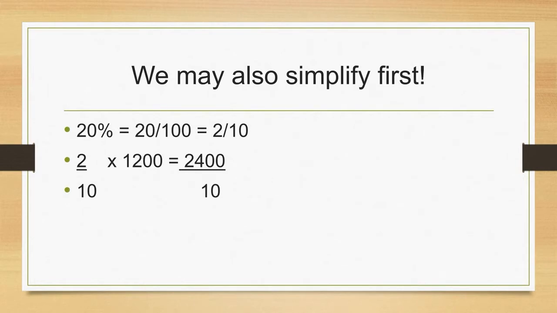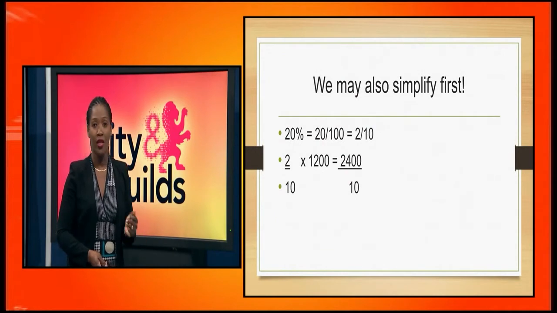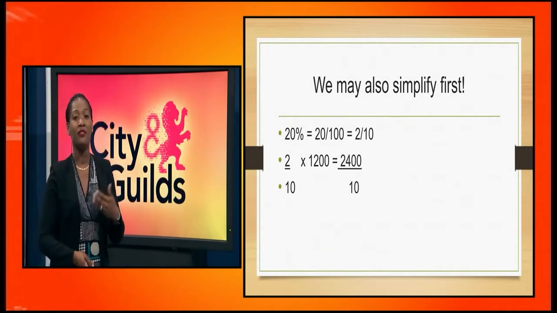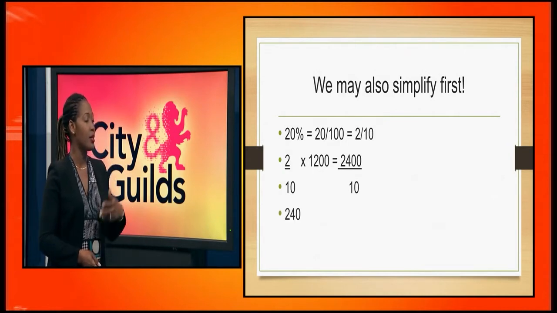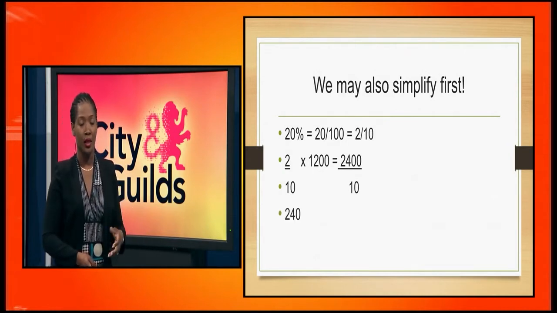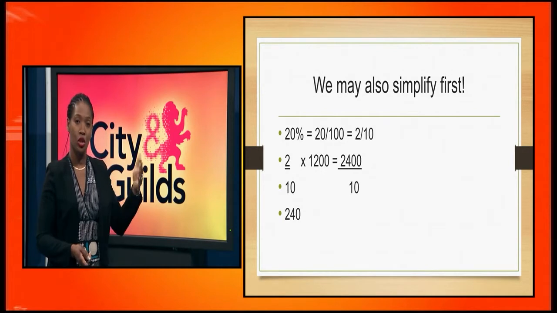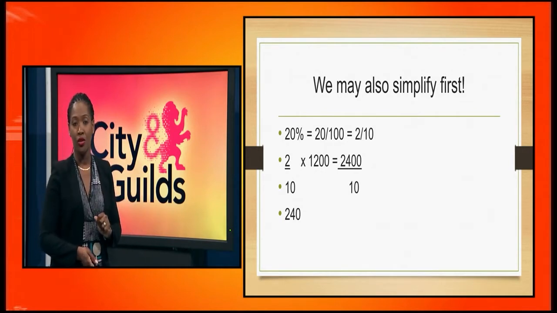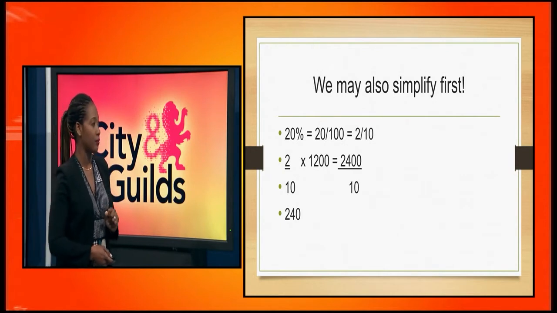So we have 2 tenths multiplied by 1,200. In this instance, I multiplied straight across. So 2 multiplied by 1,200 gives me 2,400. And then we divide by 10, giving us 240. We come back to the same thing that we just worked out previously. 20% of 1,200 is 240.